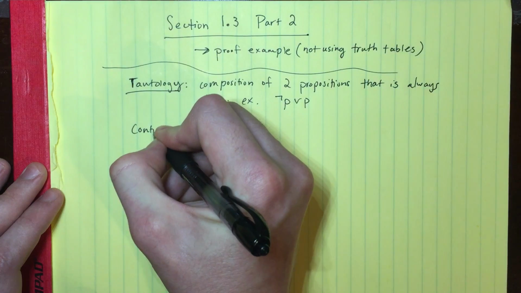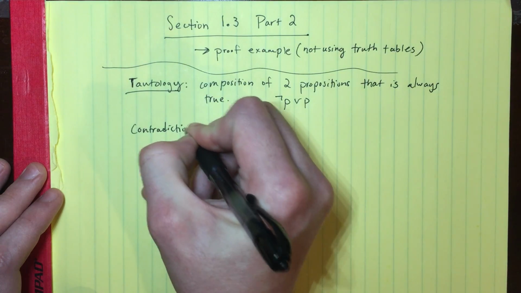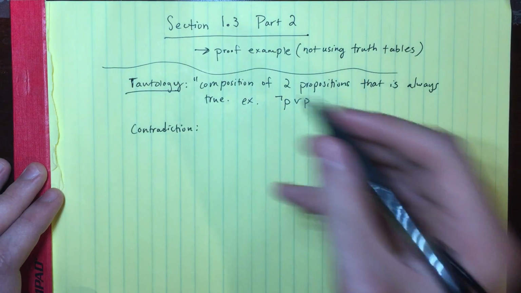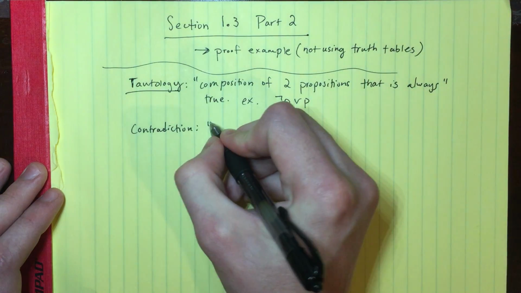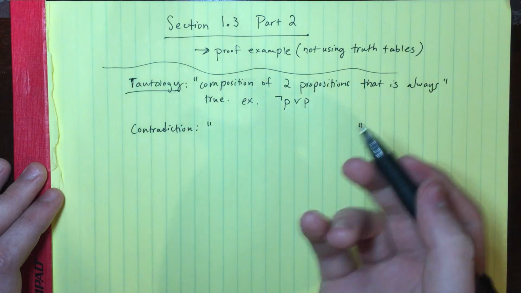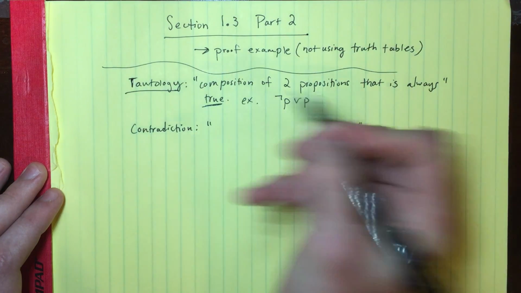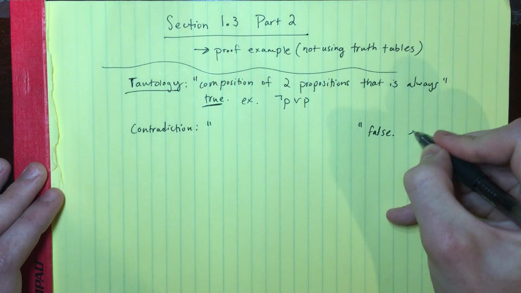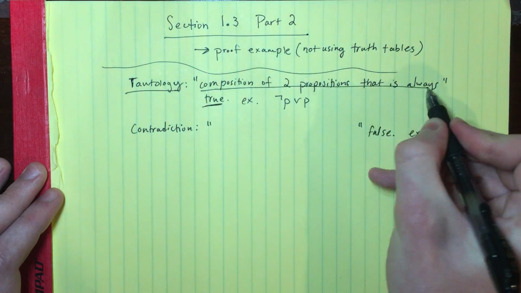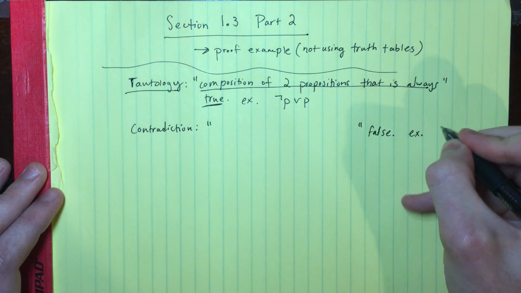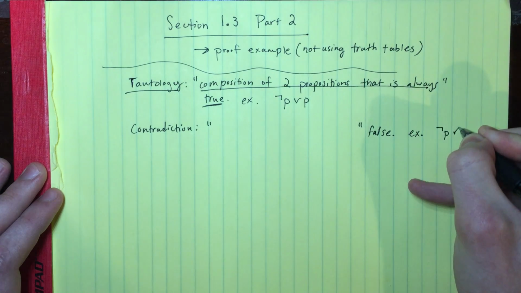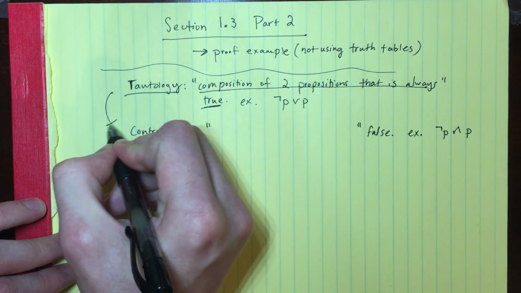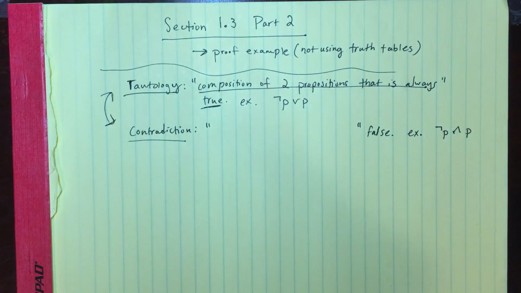A contradiction is the same thing. It's a composition of two propositions, but it's the opposite. It's not the same. So it's always false. So example is the same. This part is always false. Example not P and P. These are like total opposites.